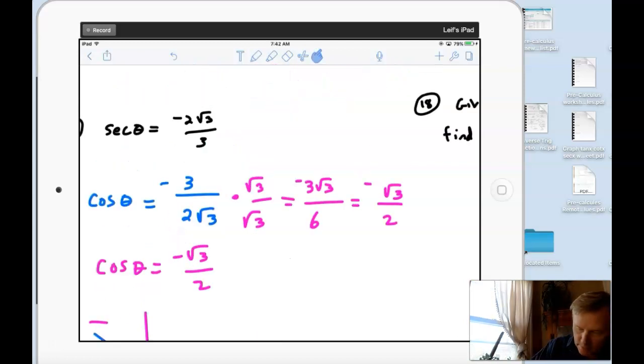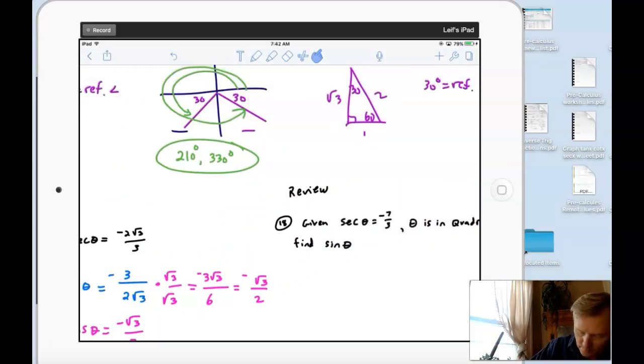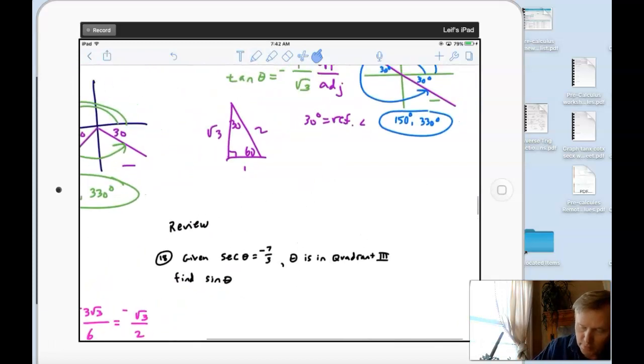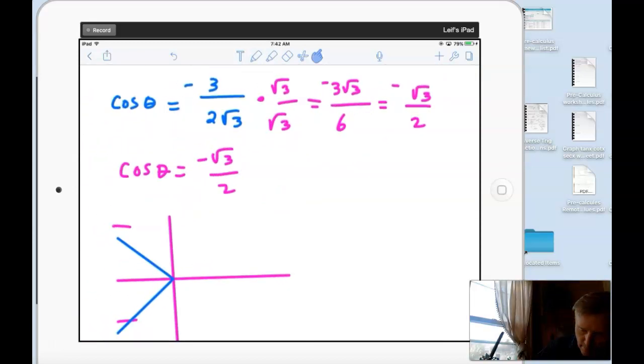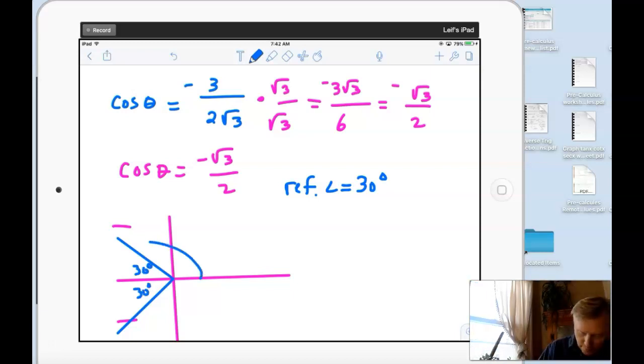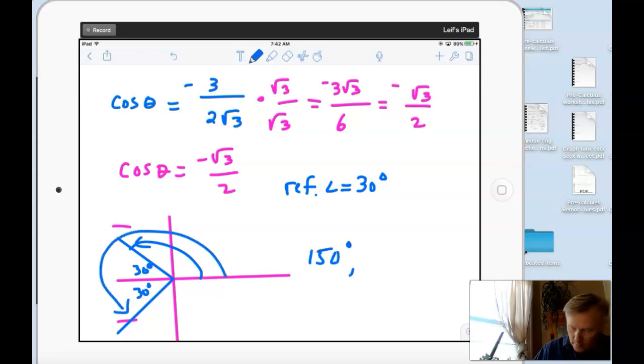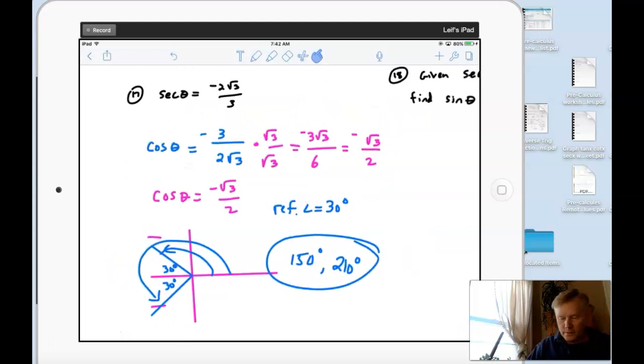If I'm looking at the 30, 60, 90 triangle, square root of 3 over 2 with cosine. So which one's adjacent to the square root of 3? 30 degrees will be my reference angle. So then this is 30, this is 30. And if I figure out how much that is, that's 150. That one will be 180 plus 30 is 210. Those are my two answers.